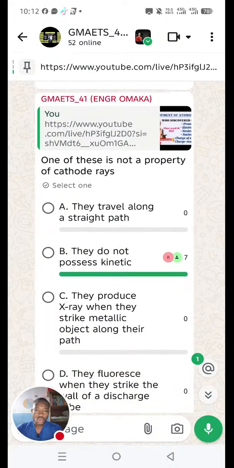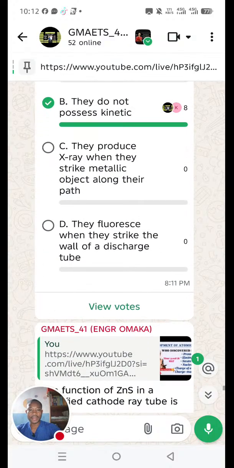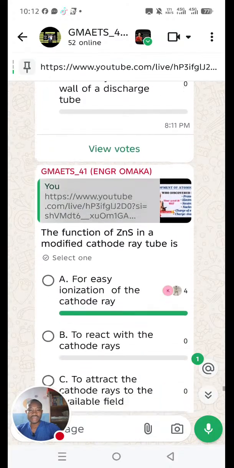Next question. One of these is not a property of cathode rays. Option A, they travel along a straight line. That is a property. Option B, they do not possess kinetic energy. That option is not a property of cathode rays, because cathode rays possess kinetic energy. So saying that they do not possess it means it is not a property. So the correct option is B. The others are definitely properties.